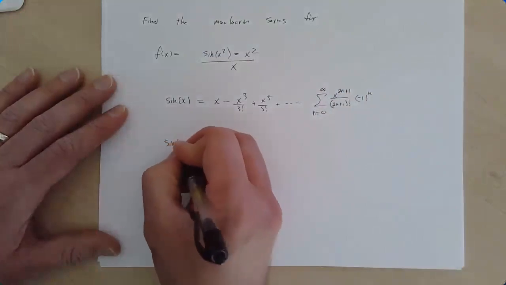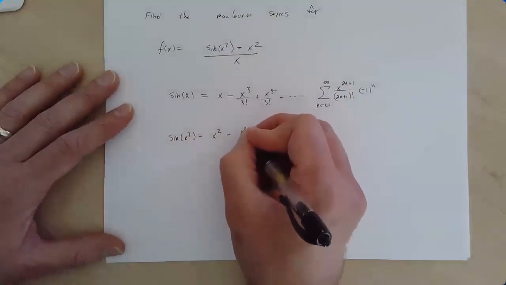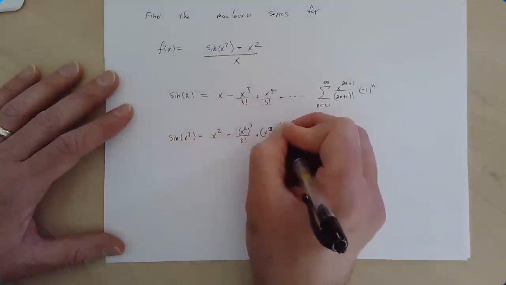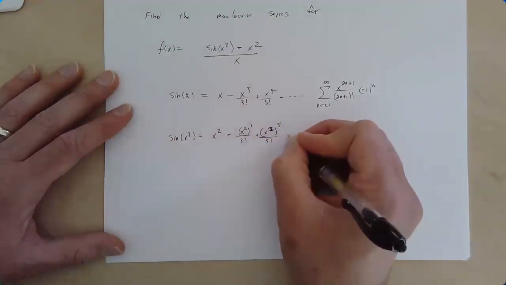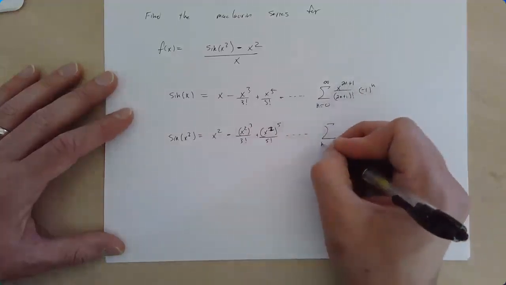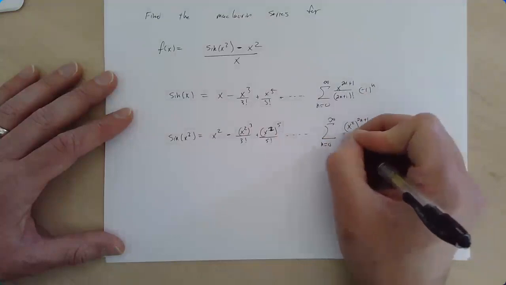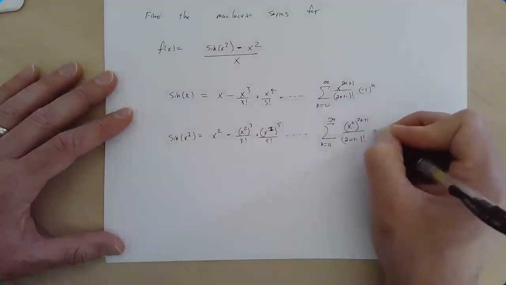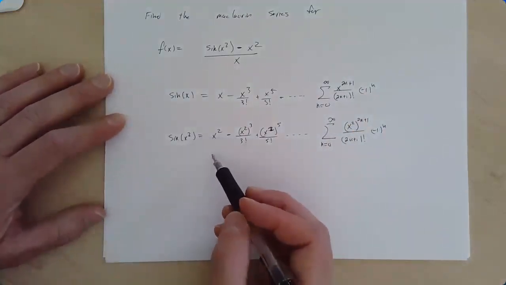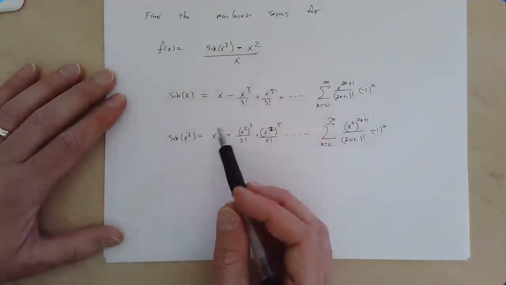The sine of x squared is just x squared minus x squared cubed over 3 factorial plus x squared to the 5th over 5 factorial and so on. I'm just replacing the x in this formula with x squared. So that's the sum from n equals 0 to infinity of x squared to the 2n plus 1 over 2n plus 1 factorial times -1 to the n. And here's a nice way to cut off the first term: I'm subtracting x squared.